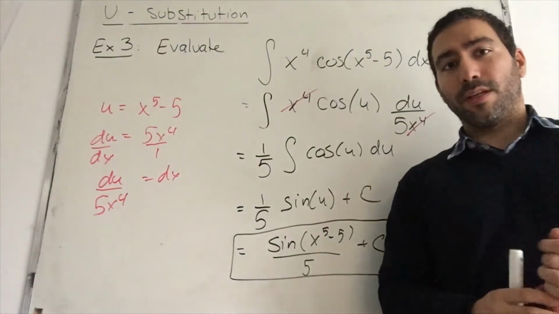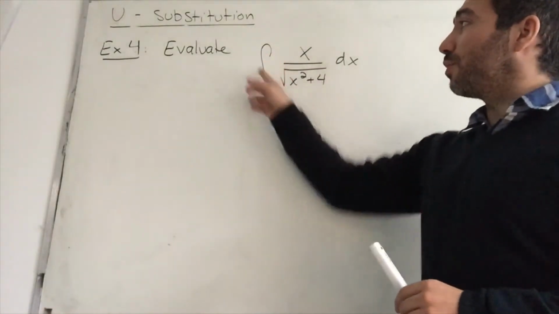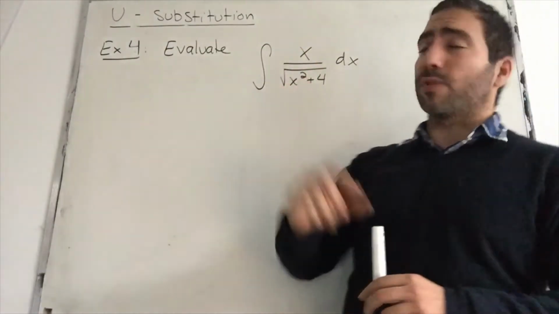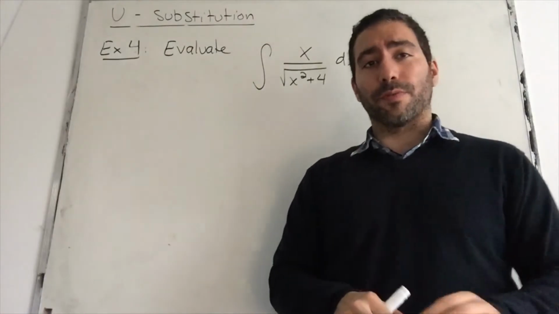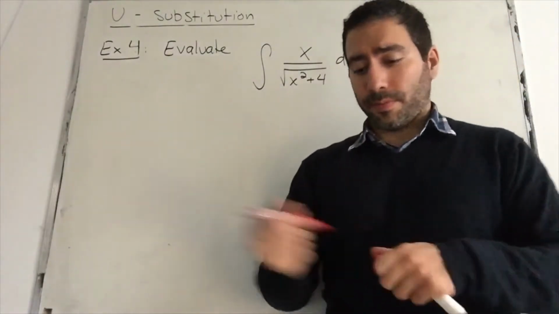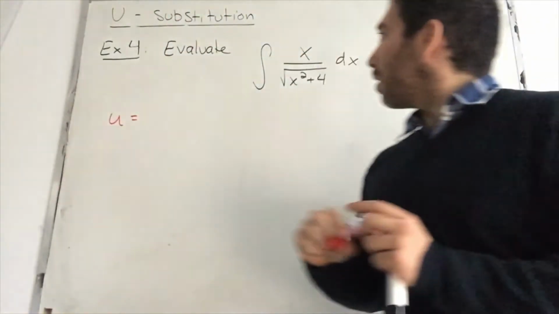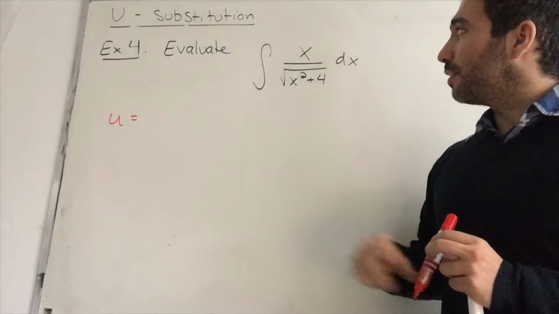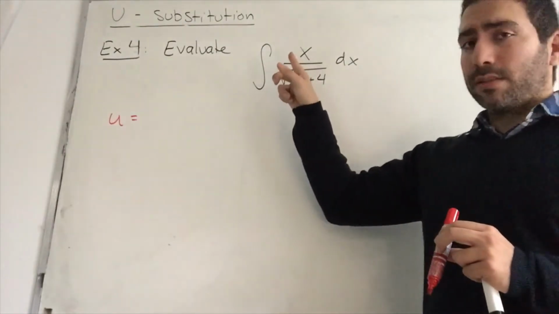Okay. So let's keep going, let's keep practicing. So in the following example, it tells us to evaluate the integral of x divided by square root of x squared plus 4 dx. So pause the video, give this a shot, see if you're able to solve it. So we have to figure out what our u is. I don't know if you were able to do that, but the two main ones that come to mind for me is x squared plus 4 and x.